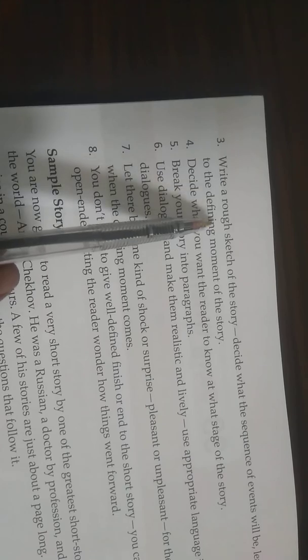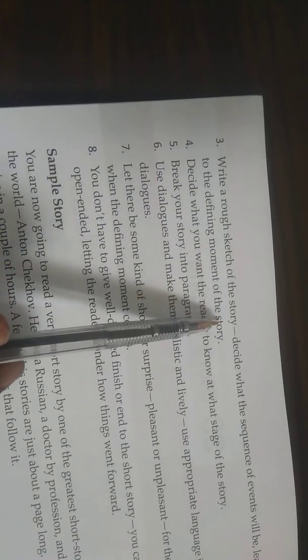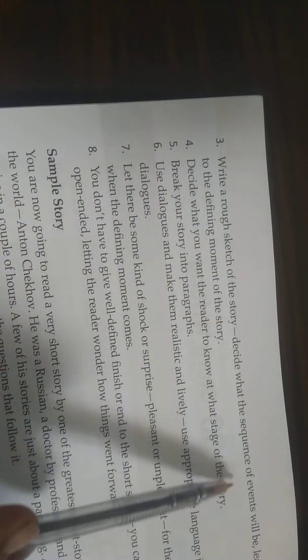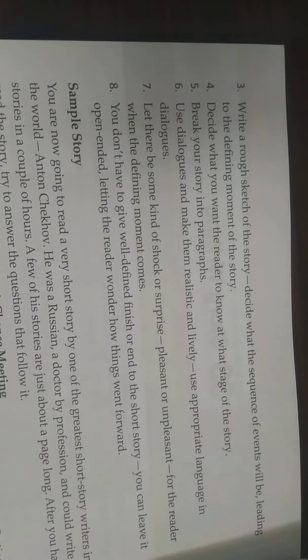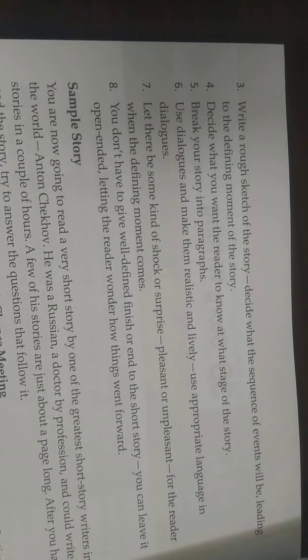First of all, you will write a rough sketch of the story. Decide what the sequence of events will be. You have to tell about the sequence, how the story is going on, what will happen in the beginning, what would be the next thing, and what would be the ending things. Okay? These are the certain mentioned things that you are going to describe in a story.